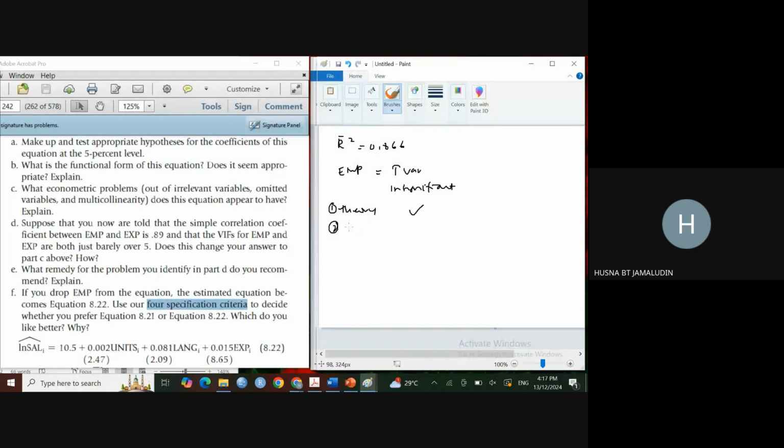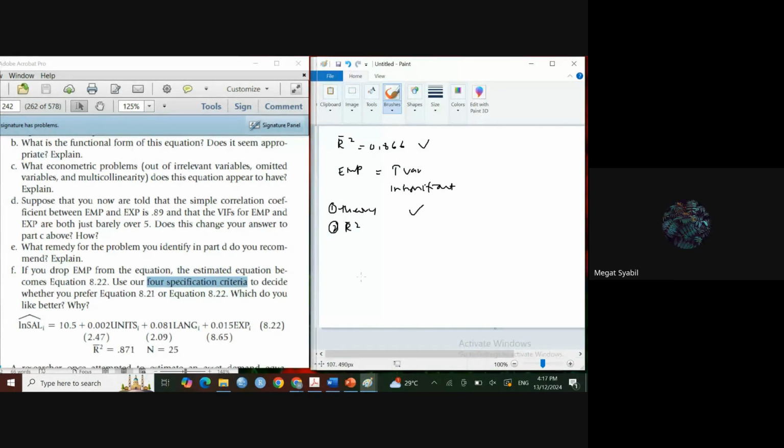Second, what is the second specification criteria? R bar squared, or is it T-score? R bar squared. Okay, let's just follow your answer. So how about the R bar square? This is the previous R bar square. What happened to the new one? Improve. So the previous one is lower, right? So basically, because it is improved, it suggests that you should drop the EMP, right?